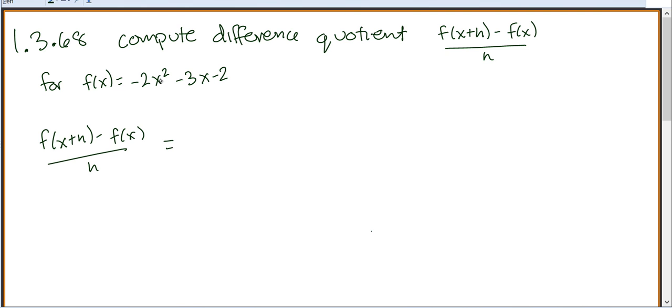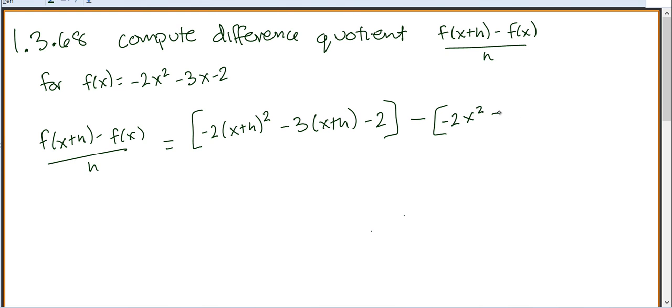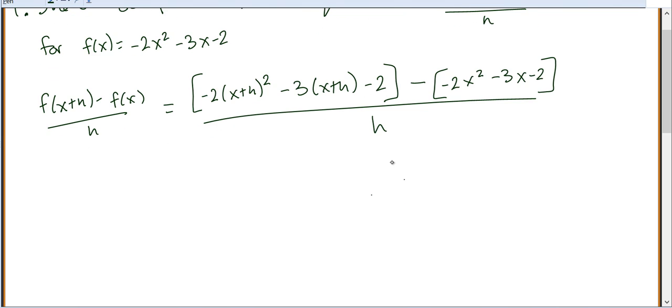What we need to do is first take f of x, and wherever we see an x, we're going to put x plus h. So we're going to have negative 2, and instead of x, we'll put x plus h, and we square it. Minus 3, and instead of x, we put x plus h. Minus 2. Minus, now we do f of x, so you just put in your original f of x. You don't change anything, because it's just everywhere you see x, put x. Well, that doesn't do anything. Okay, all over h. Now we just simplify.